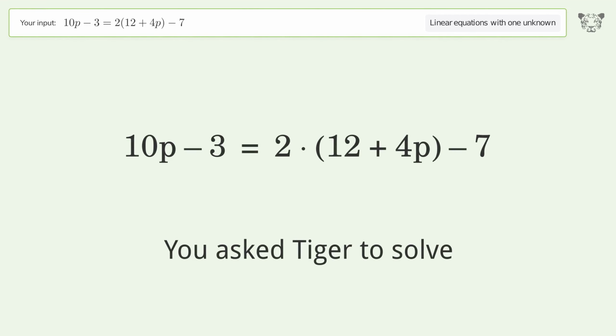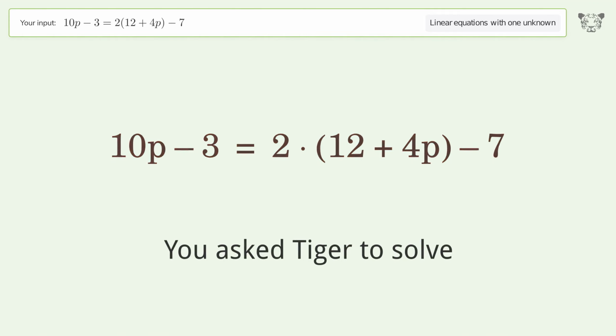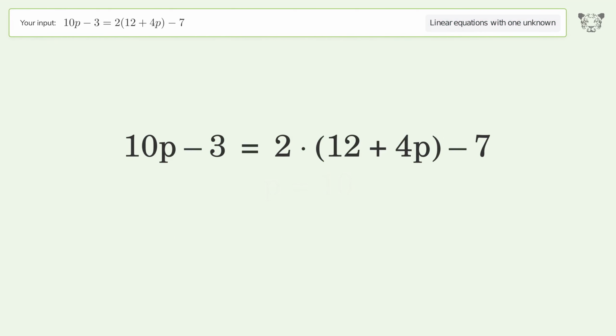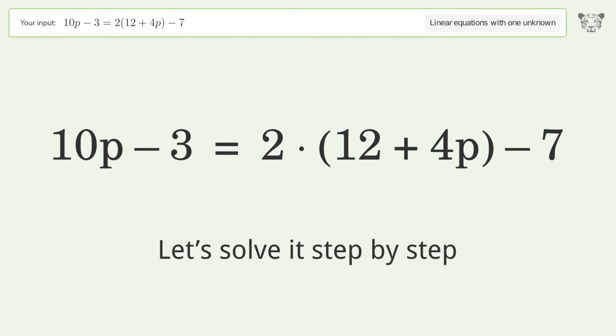You ask Tiger to solve. This deals with linear equations with one unknown. The final result is p equals 10. Let's solve it step by step.